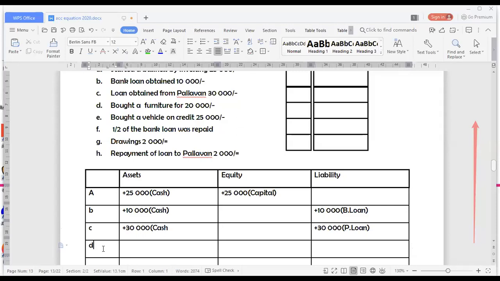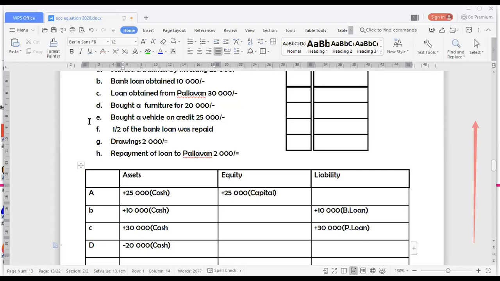D. Let's see D, my dear. Bought a furniture for 20,000. So when you buy furniture, you pay money, right? You pay money, so your cash decreases by 20,000. Cash comes under asset, minus 20,000. Then you bought a furniture.